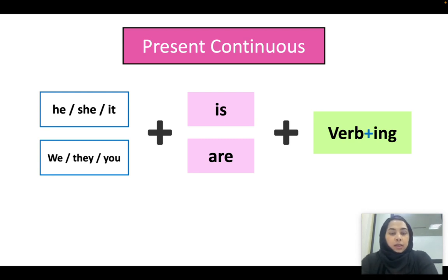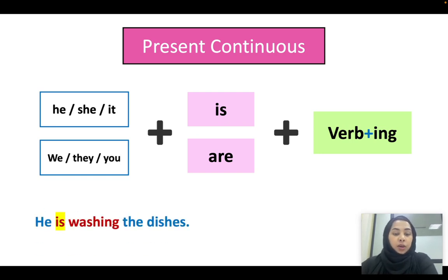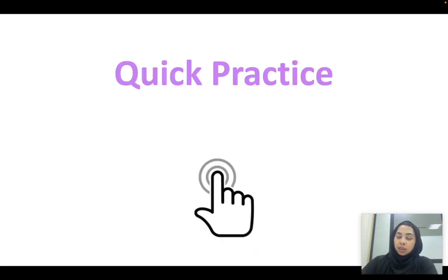Again, if you say he, she, it, then you will have to use is before the verb ing. For example, he is washing the dishes. And if you use we, they, you, then you need to use are. You are washing the dishes. Click the button for a quick practice.